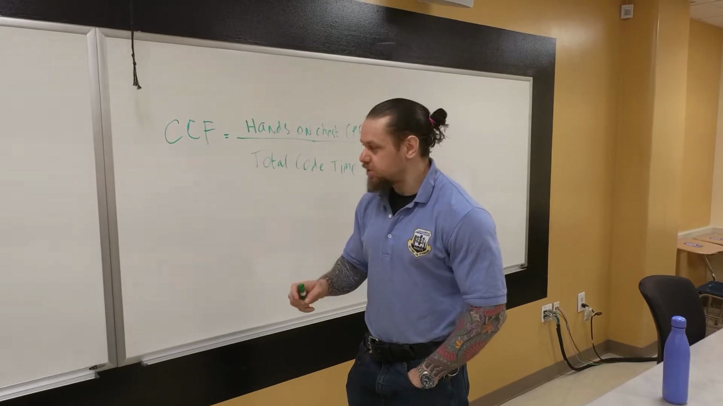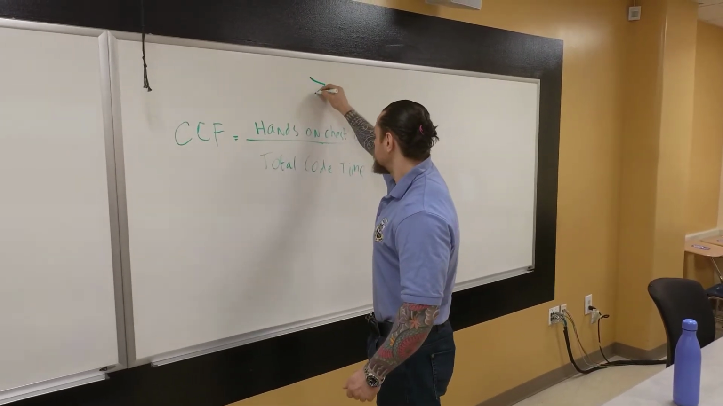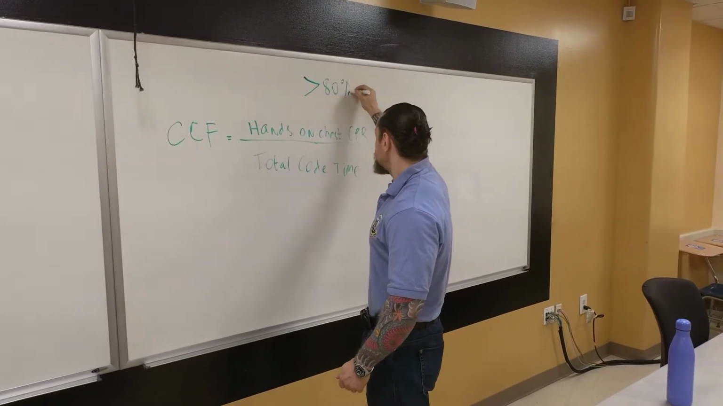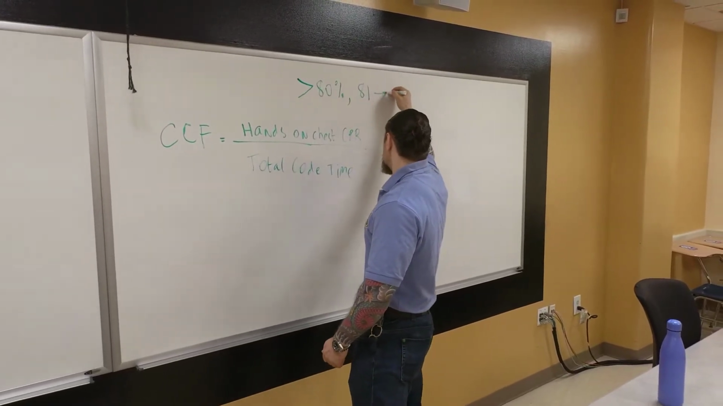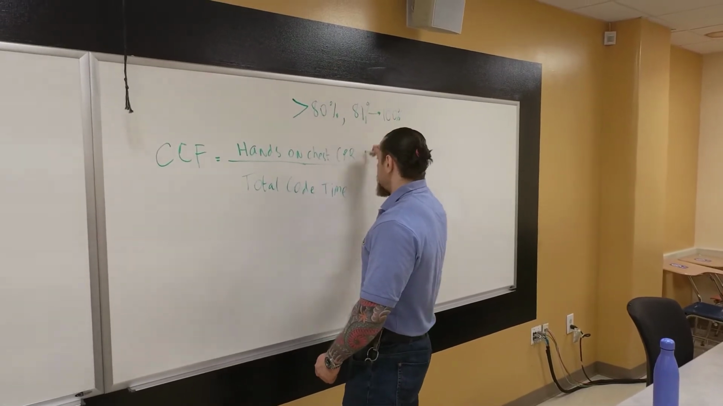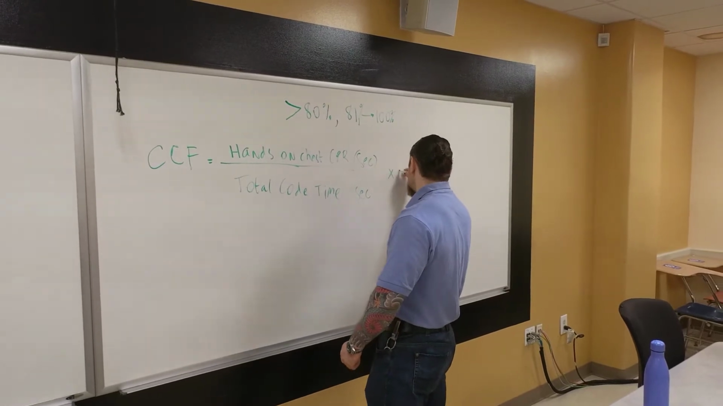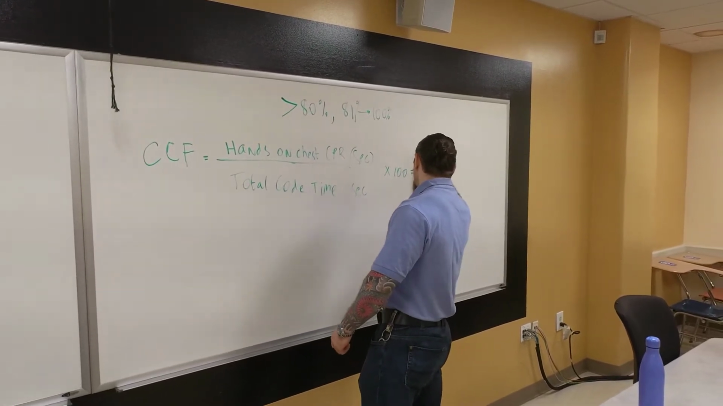And our goal is to get CCF. What is the goal for CCF? What's the number? 81%. Yeah. So more than 80. You want more than 80%. So truly speaking, you want 81, and if you could get it to 100, I'll be very impressed. And then this number is going to be in seconds. You're going to multiply this by 100, and then we're going to get our percentage.